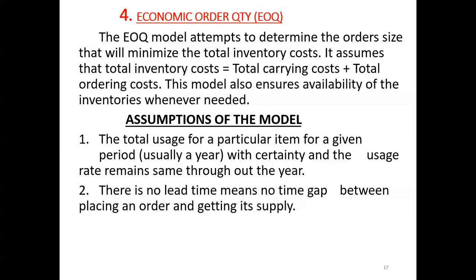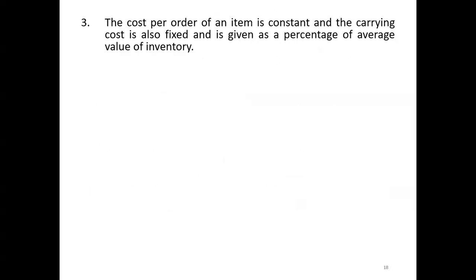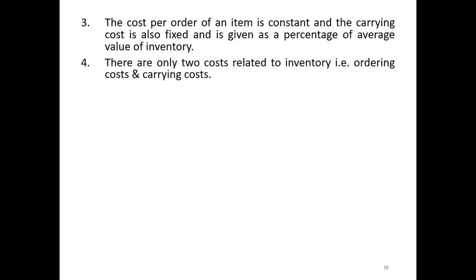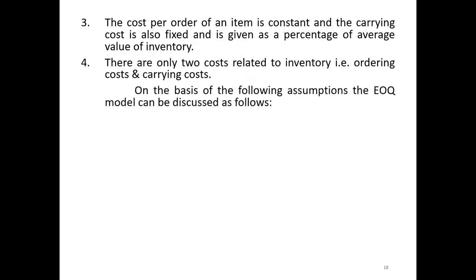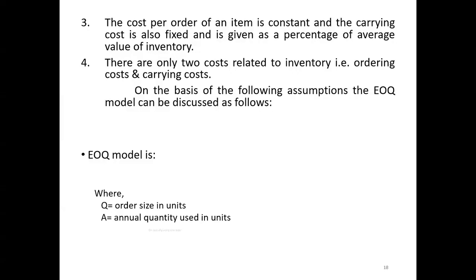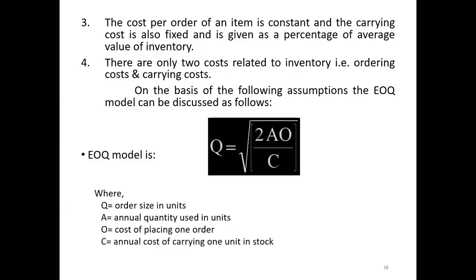And the prices of goods are constant. So these are the different assumptions while applying the economic order quantity model. The third one is that the cost per order of an item is constant, and there are only two costs related to inventory, that is ordering cost and carrying cost. No other cost is involved while calculating economic order quantity. So on the basis of the following assumptions, the formula is the square root of 2AO by C.